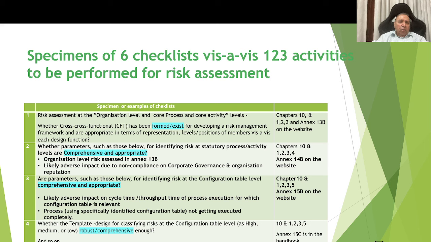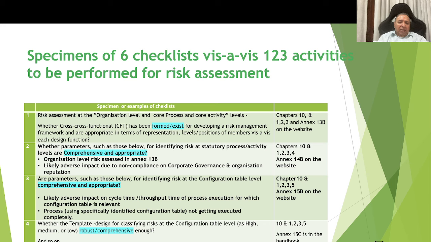Whether, in row number 2, parameters such as those below for identifying the risk at the statutory process activity level are comprehensive and appropriate. Now, organizational level risk is assessed in lecture 13b, and the likely adverse impact due to non-compliance of corporate governance and organization reputation. One has to see, as an auditor, in the checklist that these are very appropriately and comprehensively captured, and that the adverse impacts are appropriately captured.